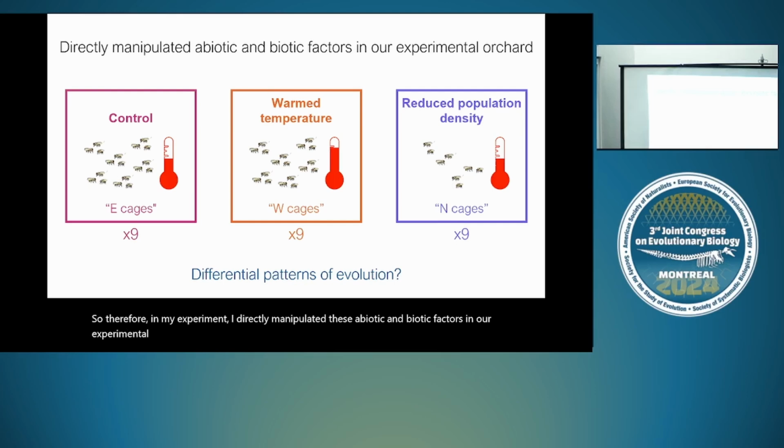I did this by warming the temperature in a subset of outdoor mesocosms, which I'll refer to as W cages. And I also reduced the population density in a second subset of mesocosms, which I'll refer to as N cages. And then I looked to see if there are differential patterns of evolution in these treatments versus in our control populations.